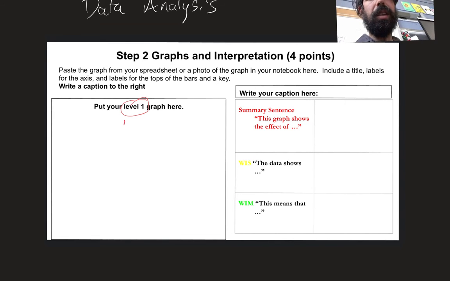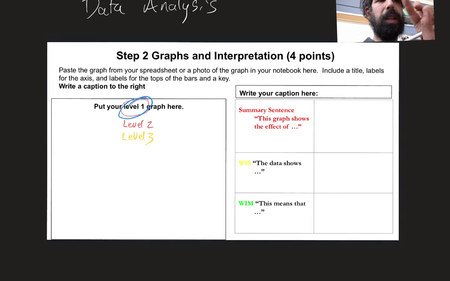The next slide is for level 2, and the slide after that is for level 3. So you're doing it 3 times. Since you're putting up 3 graphs, you only have to write 1 whis and whim for each graph. Summarize what the graph shows, then describe what you notice, and what you think it means about the interaction between predator and prey.